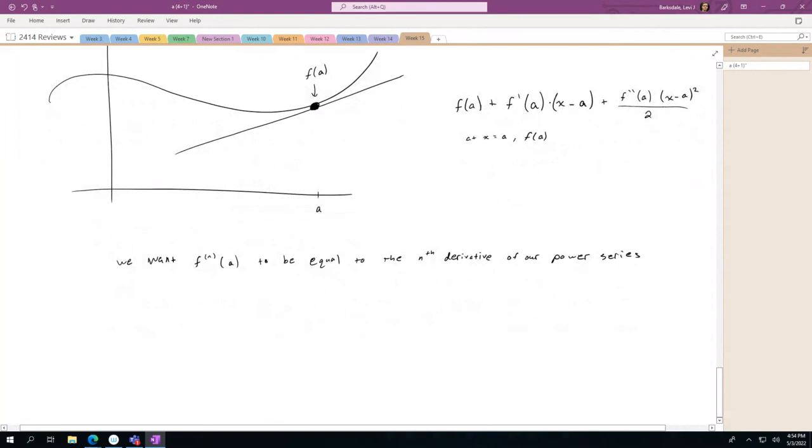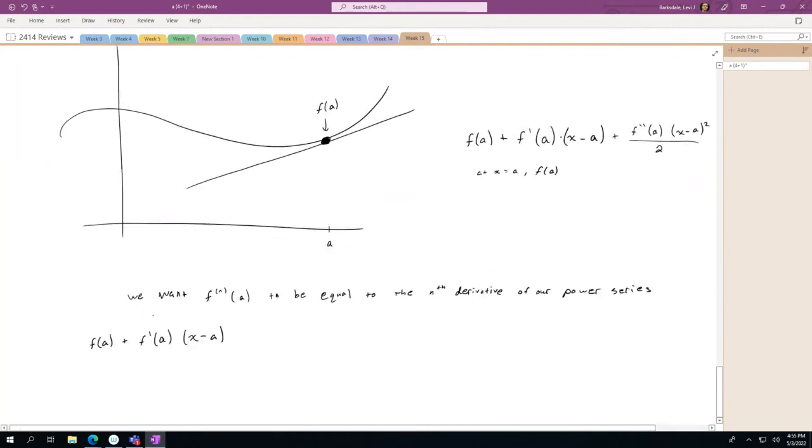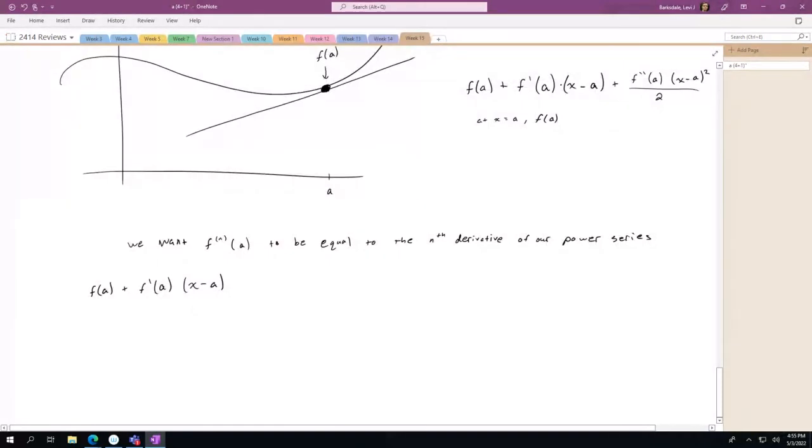So if we think of a function, we can start off with just the 0th derivative, f of a. And if we take the derivative of this, it's a constant, so it's going to go to 0. If we have our first derivative in our approximation as well, well, we take the derivative. This is a constant times the derivative of x minus a, which is just 1. So our first derivative of this is f prime of a, so our first derivative would match. Our second derivative, we also need to match though.